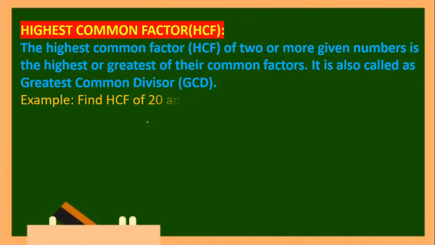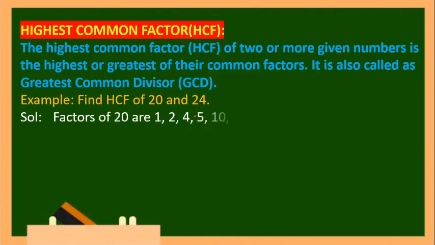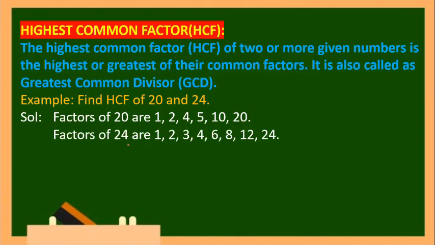Let's see one example. Find the HCF of 20 and 24. Now, the factors of 20 are 1, 2, 4, 5, 10, 20. Factors of 24 are 1, 2, 3, 4, 6, 8, 12, 24.